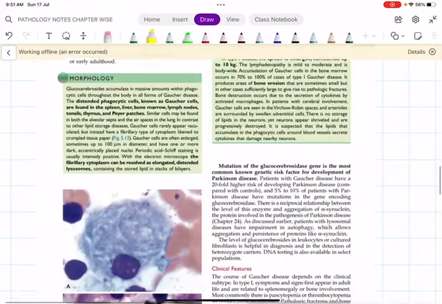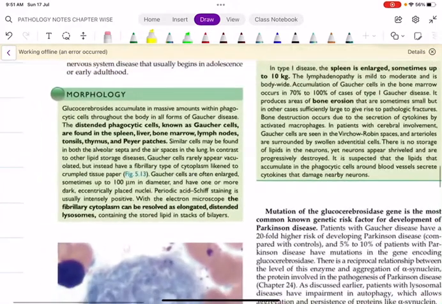Coming to Gaucher's disease, we have something called Gaucher cells. They are nothing but phagocytic cells which have engulfed the accumulated glucocerebrosides, and which are found in the spleen, liver, bone marrow, thymus and Peyer's patches. That is why they are called Gaucher cells.